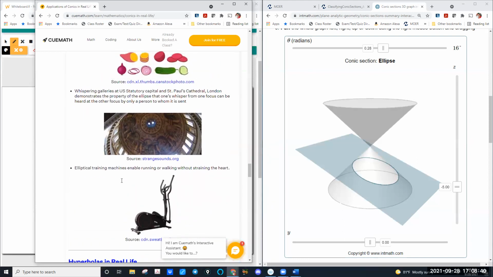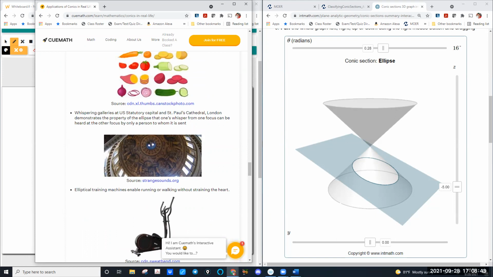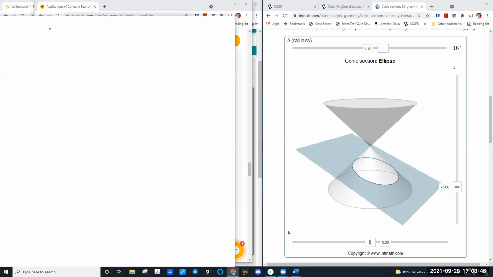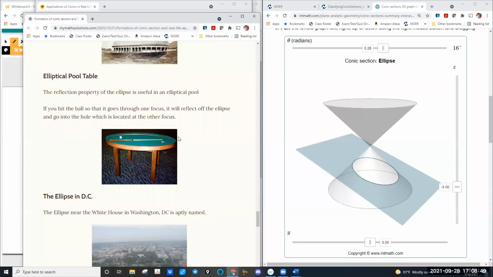I don't have it on this one, but actually, I've got it here. This one is kind of cool. The elliptical pool table. With the elliptical pool table, if you hit the ball through one focus, it will bounce off the sides and go in the other focus. So again, it follows just the properties of the ellipse. Somebody had actually built and manufactured and sold these elliptical pool tables, but nobody could figure out the trick to making it. So they never really caught on to making the ball in the hole.